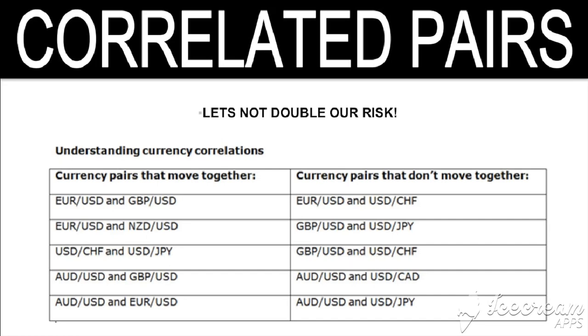All right. And then there's the other side that don't move together. This is where you would want to try to branch off. So if you buy Euro USD, then go and do something different. Go use USD CHF and draw your analysis on that.